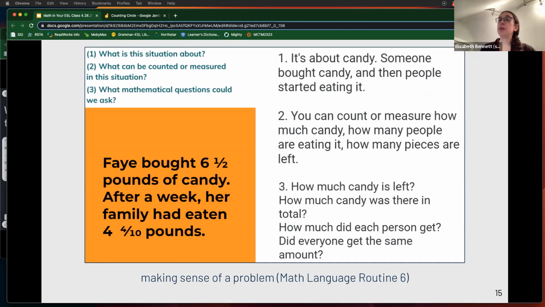Another example, here's a word problem, and we are using a procedure from a collection of 8 math language routines. Math language routine 6 talks about doing 3 reads of a word problem, and not even focusing on the question at the end, but just going through it multiple times to be sure that you are actually understanding what is happening. Yes, that is a lot of candy. So really focusing on the language first before even worrying about the numbers.